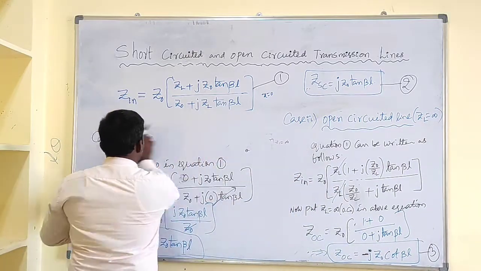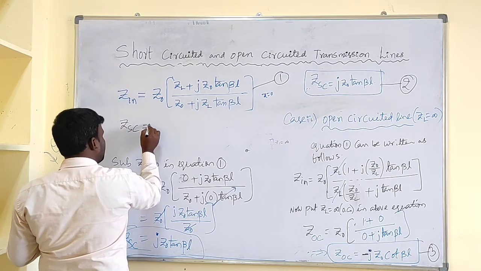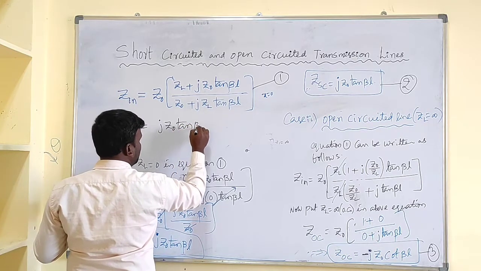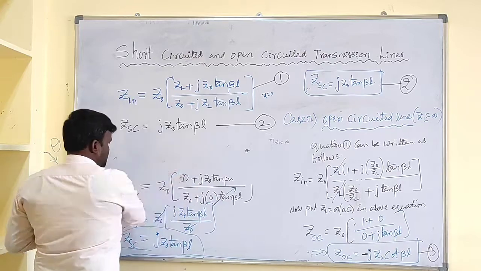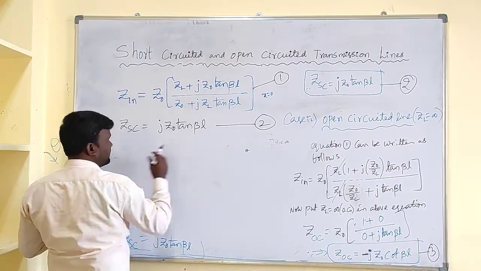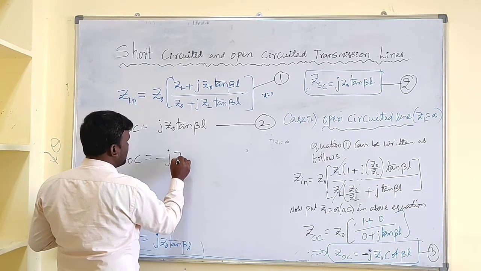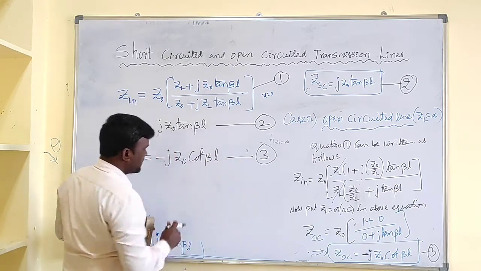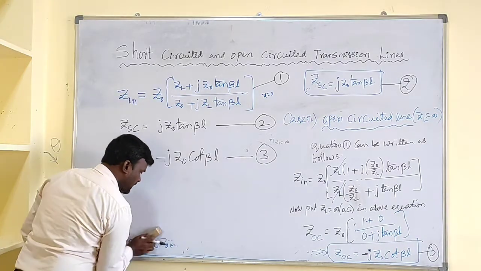Now I will write those equations here. That is ZSE, J into Z naught tan beta L. That is equation number 2. Next, let us write these equations. That is ZOC, minus J Z naught cot beta L. We derived these equations for the open circuit and short circuit. It is for short circuited line, it is for open circuited line.